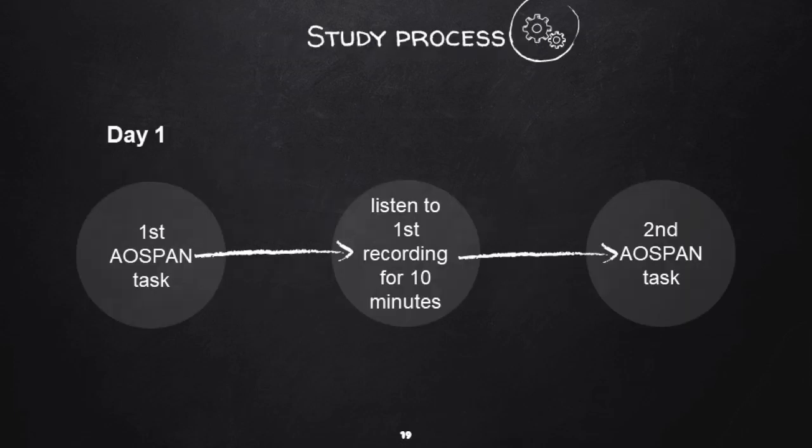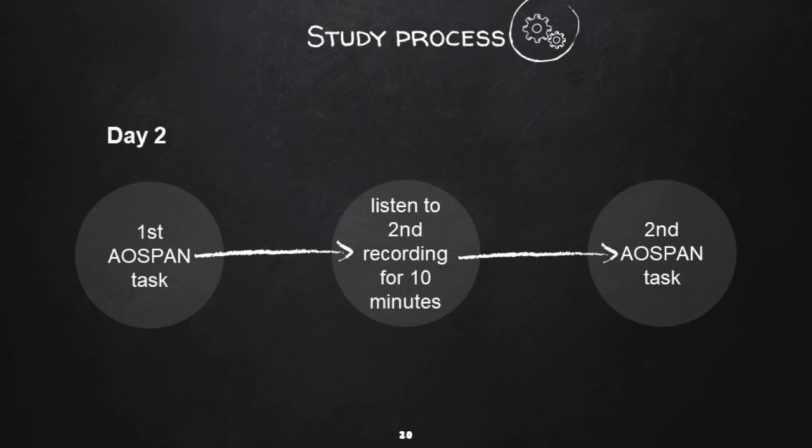Day 1, the participants were asked to take the automated operation span task. After the completion of the task, the participants were given the recording with binaural beats to listen to for 10 minutes. After the 10 minutes, the participants were asked to retake the automated operation span task. Day 2, the process is the same as day 1. However, after the completion of the first automated operation span task, the participants listened to the recording without binaural beats for 10 minutes. After that, the participants were asked to retake the automated operation span task.